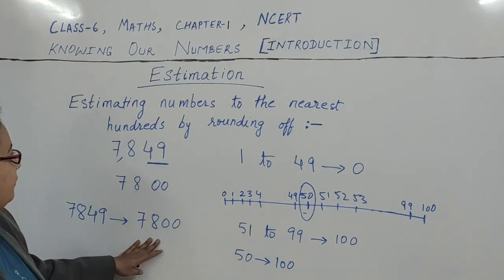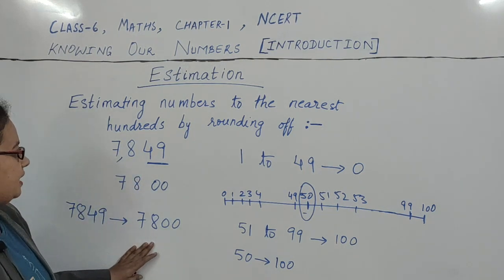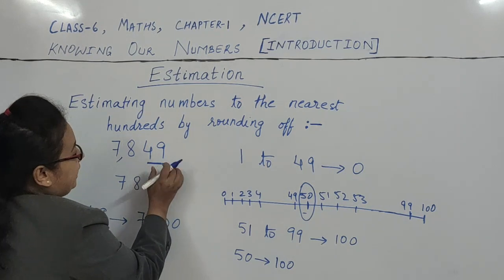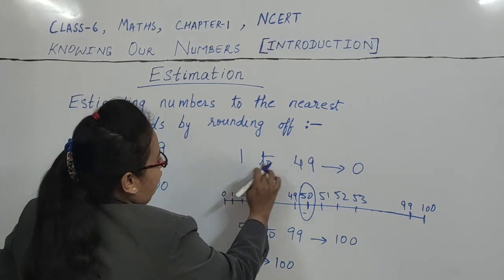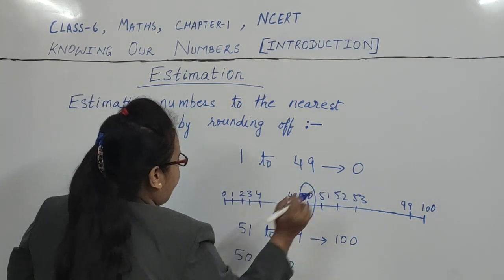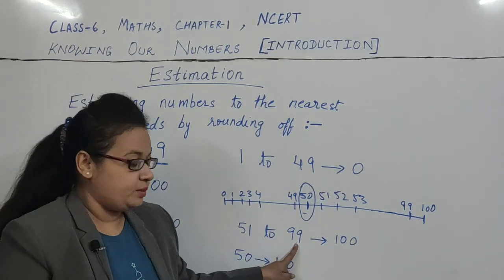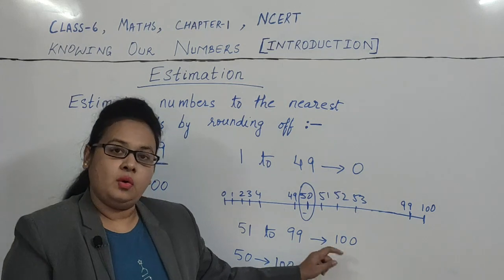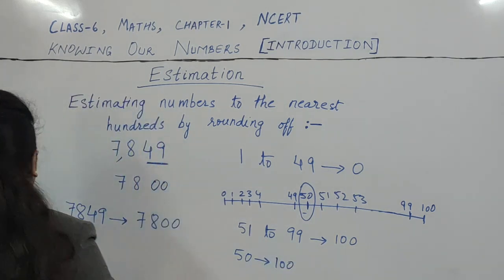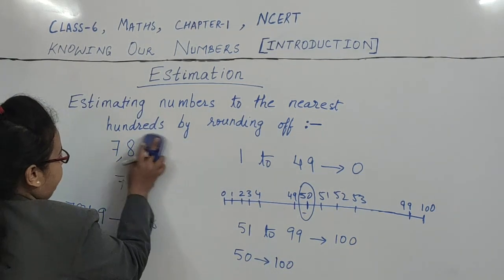This way we round off a number to the nearest hundreds. We look at these two digits. If these two digits are between 1 to 49, we round it off to 0. And if these two digits are between 51 to 99, we round it off to 100. And see, I will give you one more example.